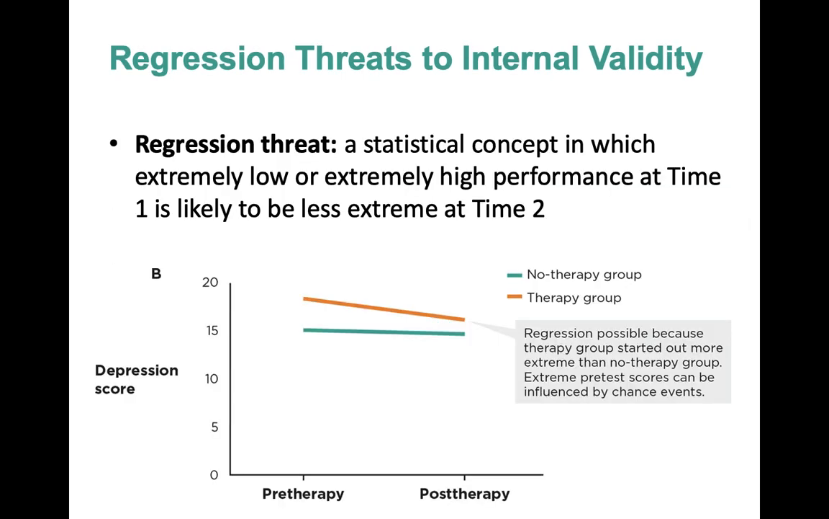All right, so the third threat is known as a regression threat. It's also known as regression to the mean. So this is a statistical concept in which you have either extremely low or extremely high scores at time 1, and those scores are less likely to be extreme at time 2. It's the idea that people move closer to their average.